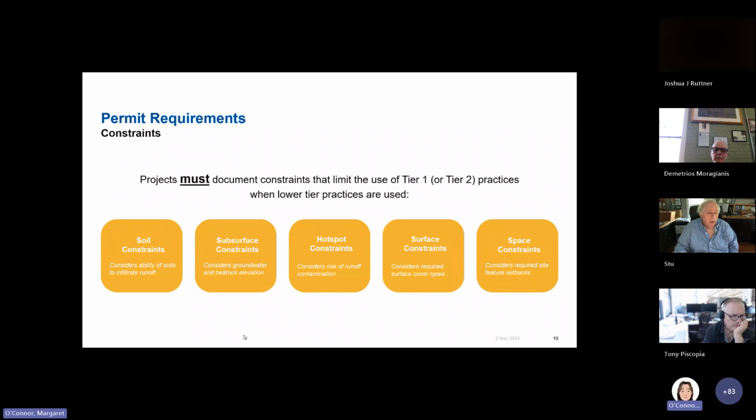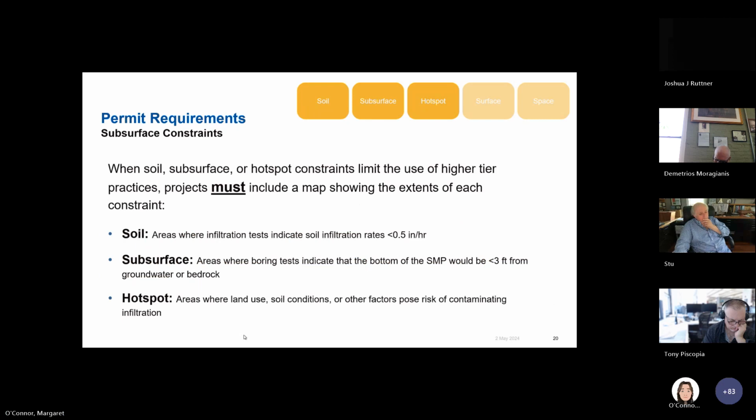What do you need to get to qualify which practices are going to work on your site? So we ask for what is called a constraint analysis at this point. And if you go into, again, the New York City Stormwater Manual, it goes through each of these item by item in more detail than we're going to look at it right now. So soil, subsurface, and hot spot constraints, these are pretty common. The soil constraint is based primarily on an infiltration test. If your soil cannot move water through the soil profile effectively, the water cannot be infiltrated. And that eliminates that category. So a whole group of practices can't be used because I don't have good infiltration. Subsurface, we're talking about the level of the groundwater or the bedrock.